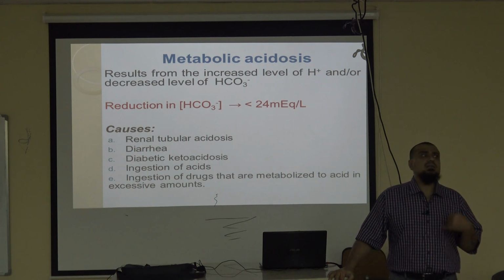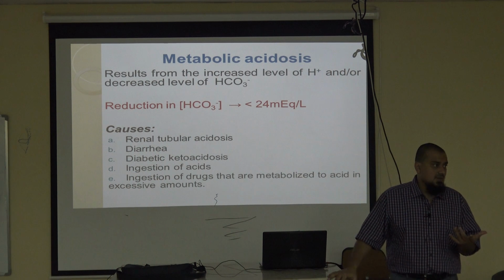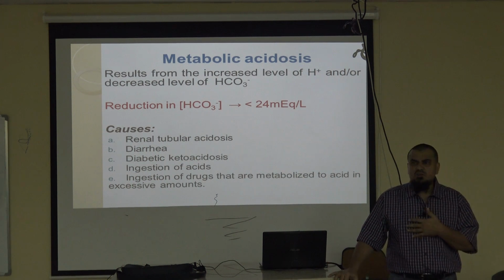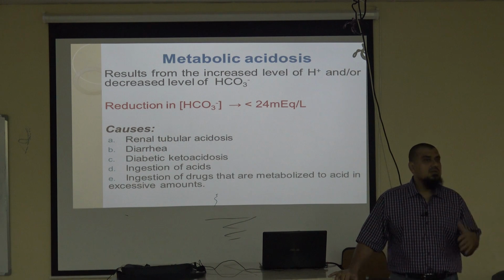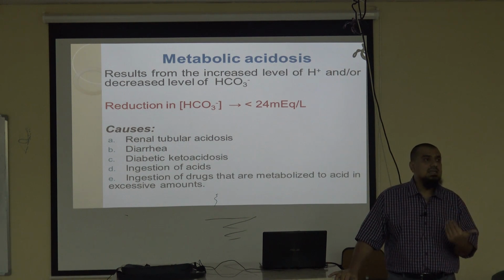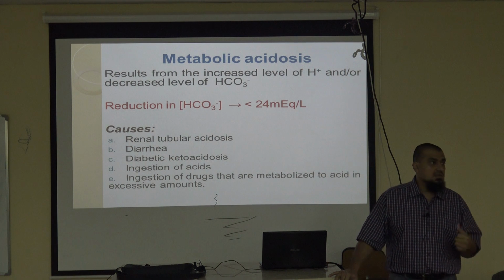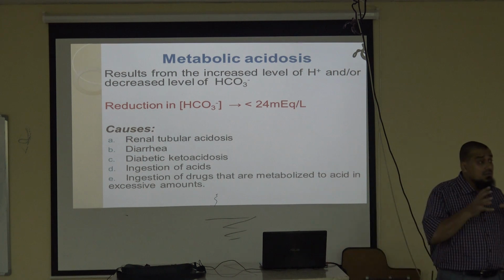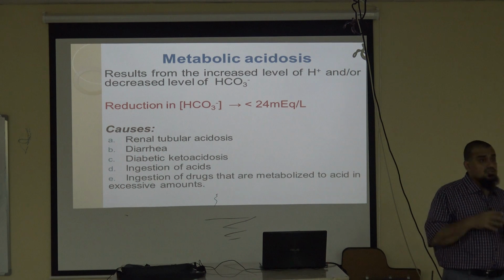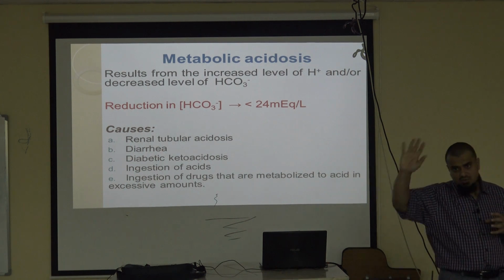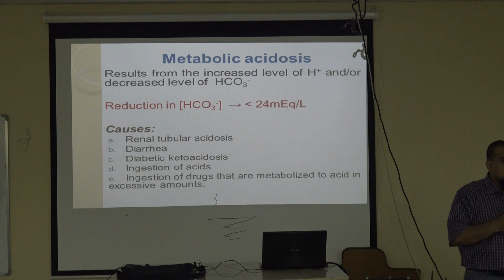Have you heard the word lactic acidosis? This happens when you do a lot of exercise under anaerobic conditions. Clear? So these are lactic acidosis and ketoacidosis, where you are producing more metabolic acids. Clear? So here carbon dioxide is normal, but what is abnormal? Acid. Increased production of acid.